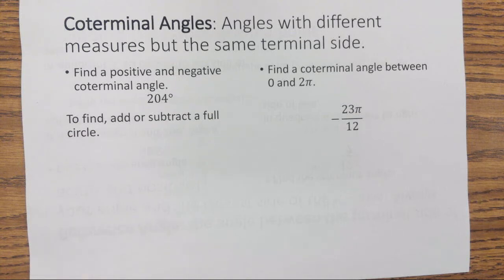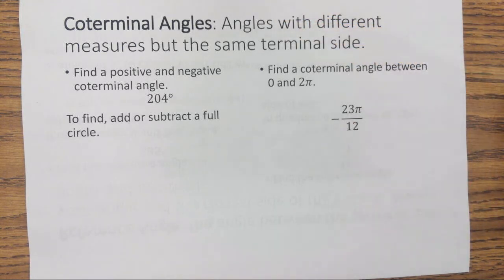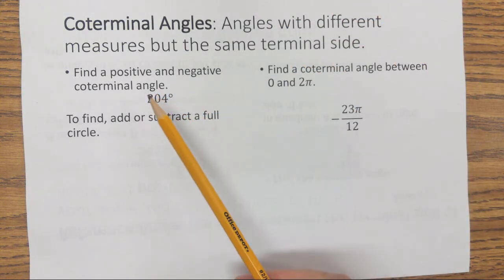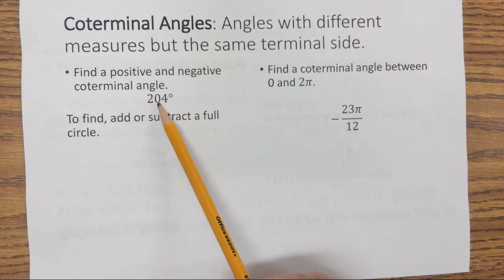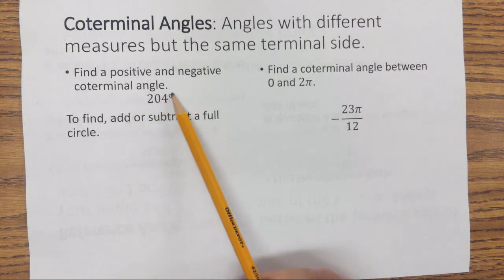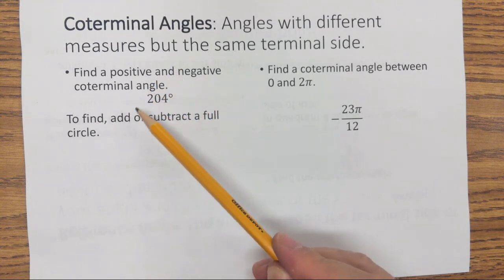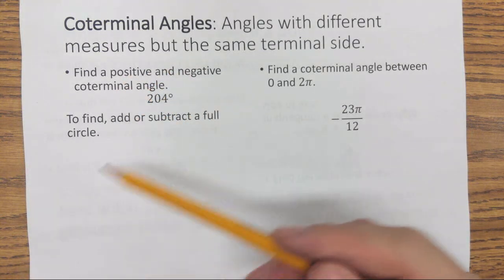Now let's talk about coterminal angles. Coterminal angles are angles with different measures but the same terminal side. What does that mean? If I have this angle, I'm looking for angles that are the same as this angle, but just 360 degrees more or 360 degrees less. They're just going to overlap each other over and over.